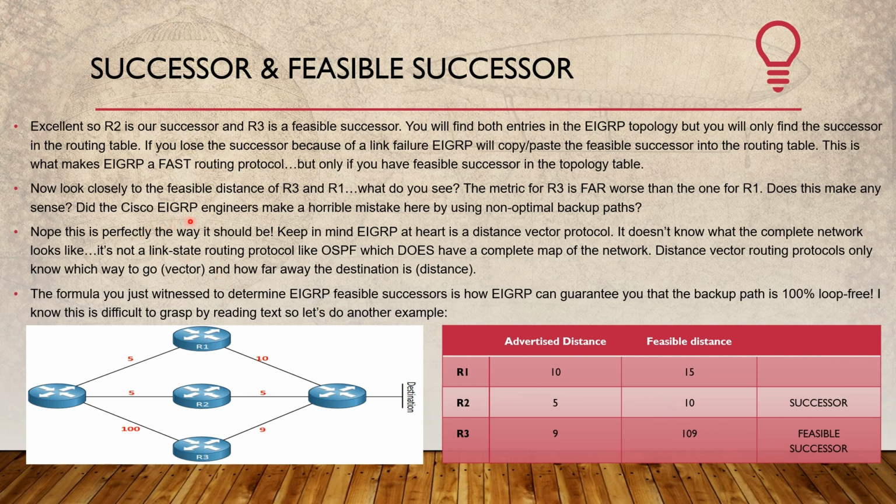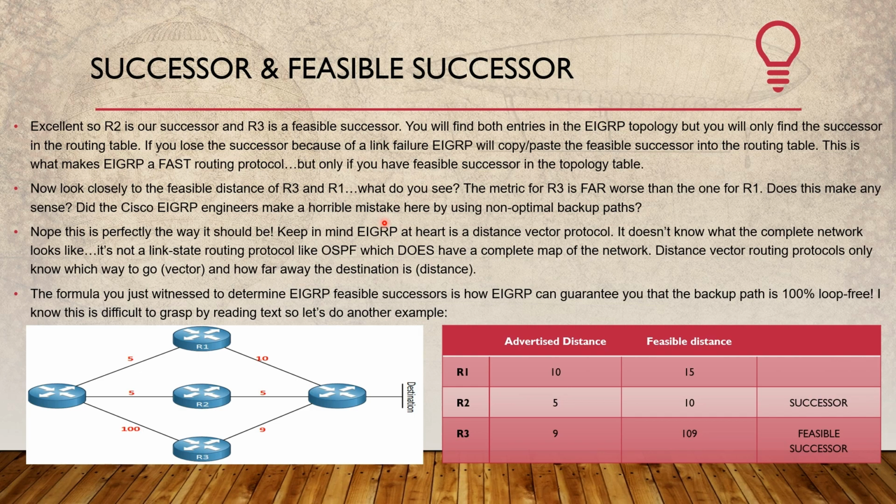Do you think the Cisco EIGRP engineers made a horrible mistake here by using non-optimal backup paths? No. It's perfectly the way it should be. Keep in mind EIGRP at heart is a distance vector protocol. It doesn't know what the complete network looks like. It is not a link state routing protocol like OSPF, which does have a complete map of the network. It's a purely distance vector routing protocol, only knowing which way to go, which vector to take, and how far away the destination is.